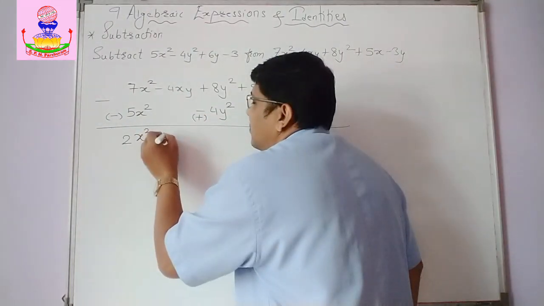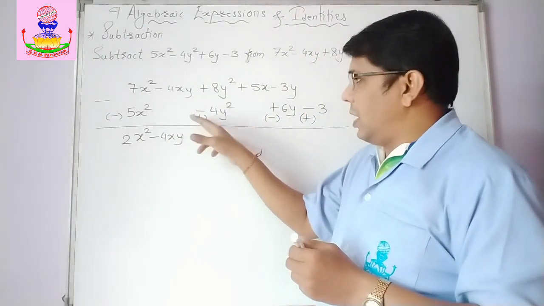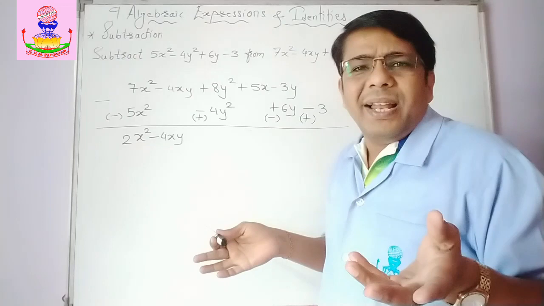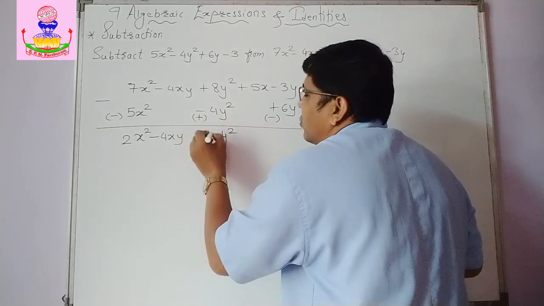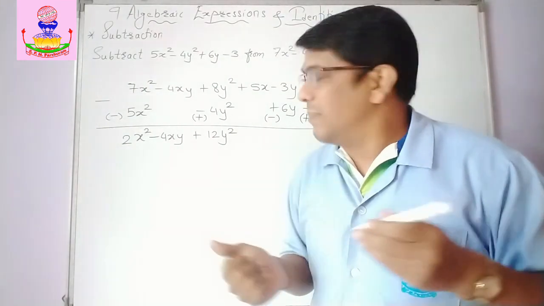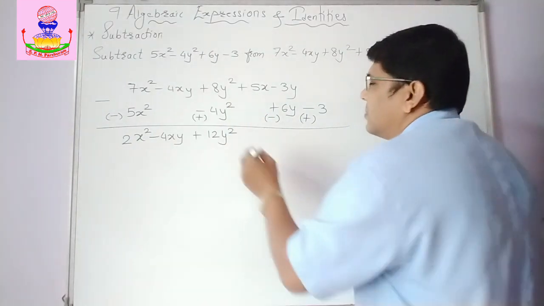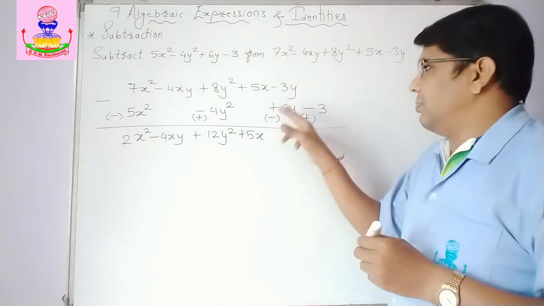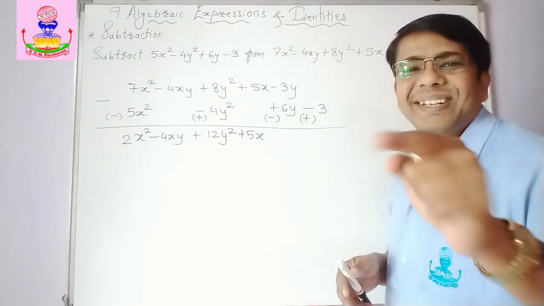So minus 4xy. Okay, then see here, plus 8y square plus 4y square. Simple addition, y square as it is, and 8 plus 4 is 12, and as both have the same sign, it will be plus only. Then here 5x, there is no term here, so as it is, it will come down. So plus 5x. Now see, minus 3y minus 6y. Similarity in the sign, go for addition, give the same sign.